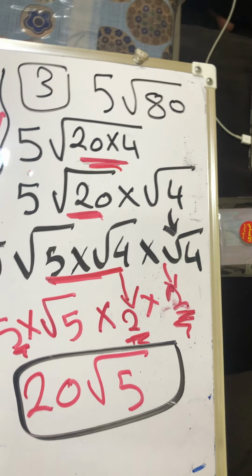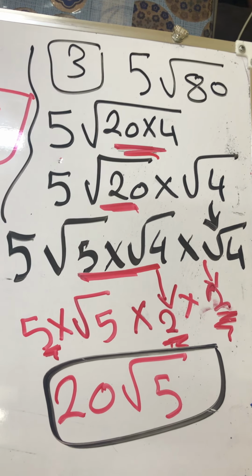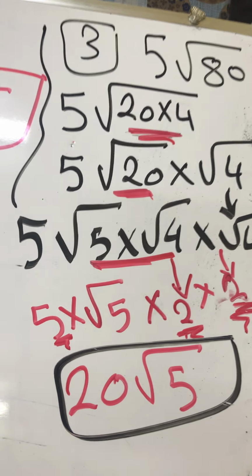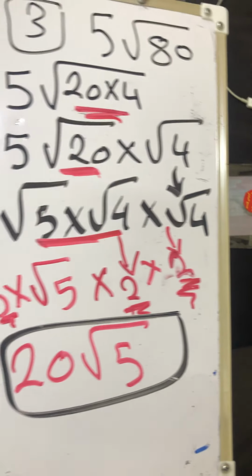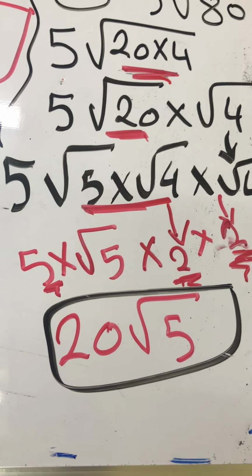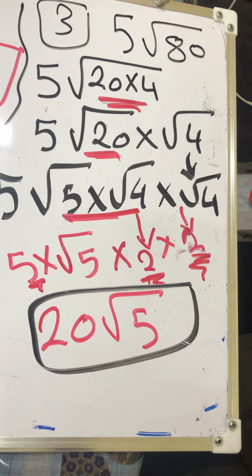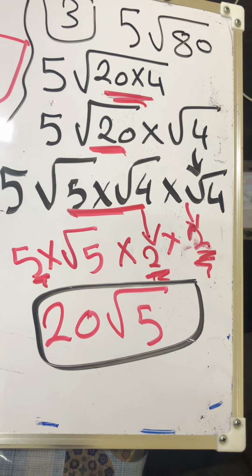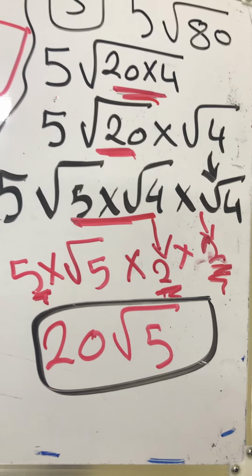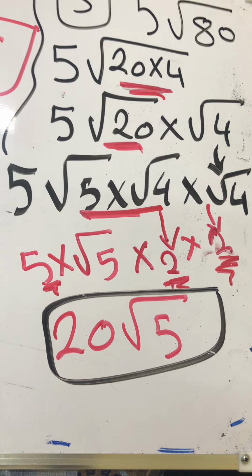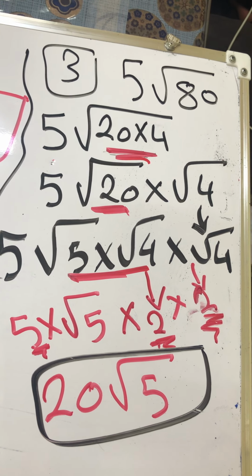From where did I get it? I change this 80 into 20 multiply 4, and this 20 into 5 multiply 4. Now I have 5 multiply square root of 5 multiply square root of 4 multiply square root of 4. Now 5 still 5, square root of 5 still square root of 5. Square root of 4 equal 2, square root of 4 equal 2. Now multiply these whole numbers together: 2 multiply 2 multiply 5 equal 20 and the square root of 5. Nice problem.